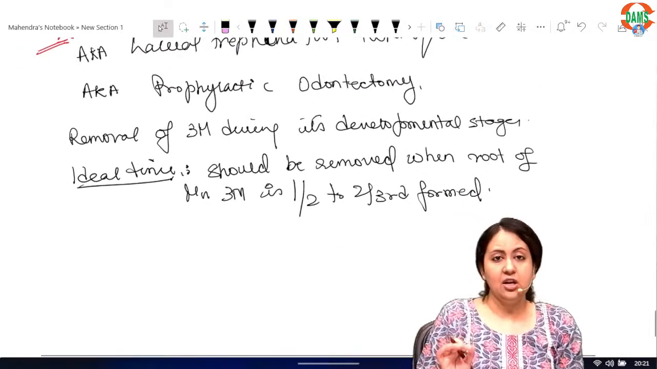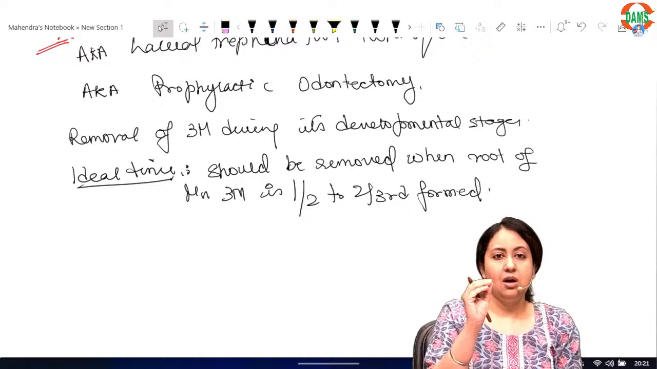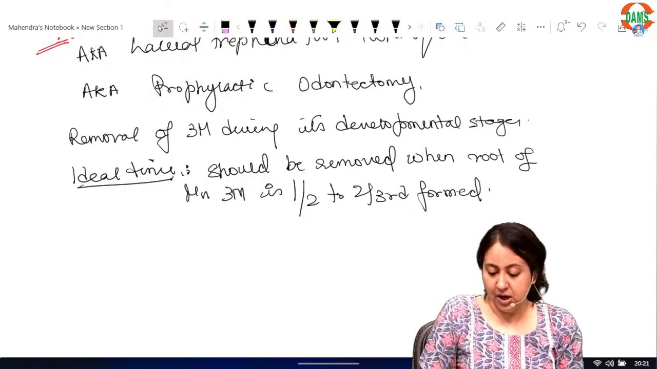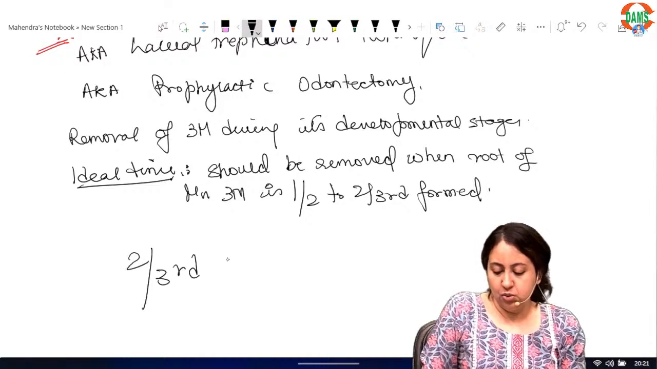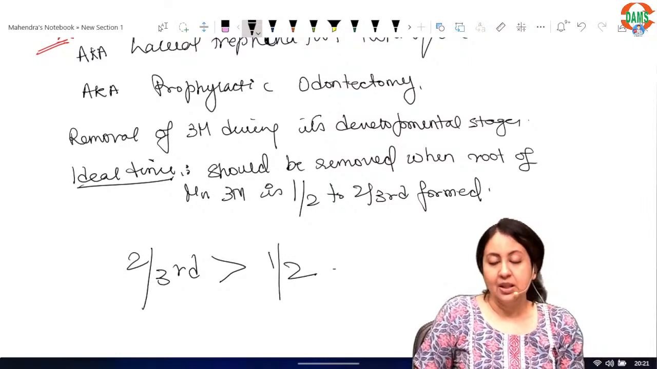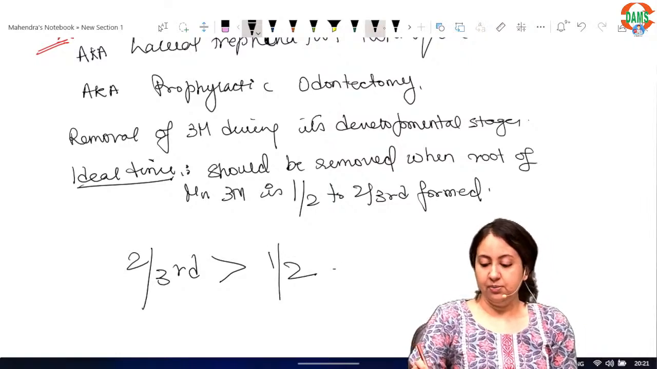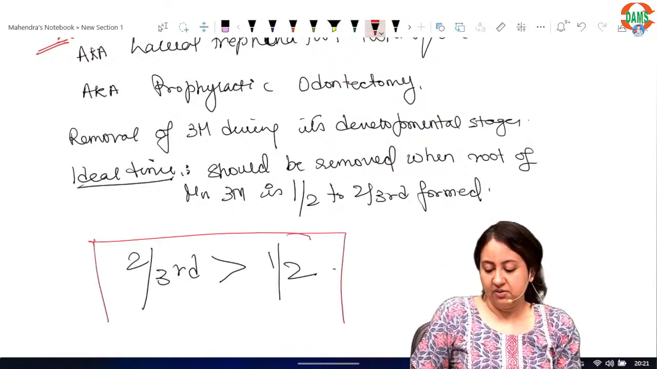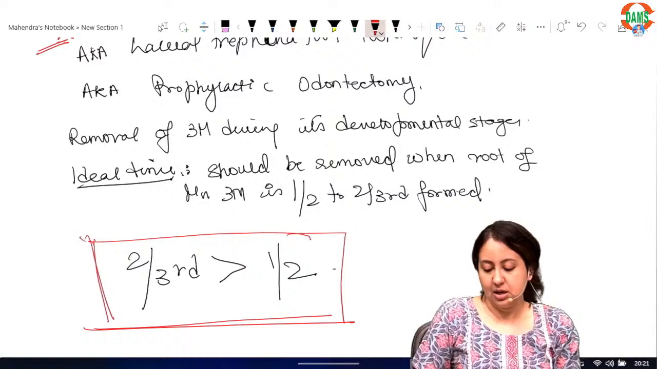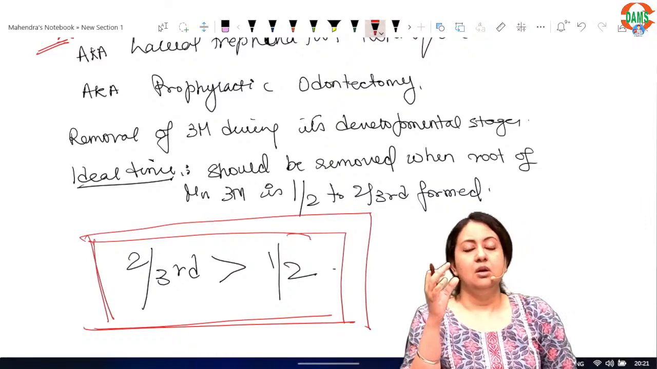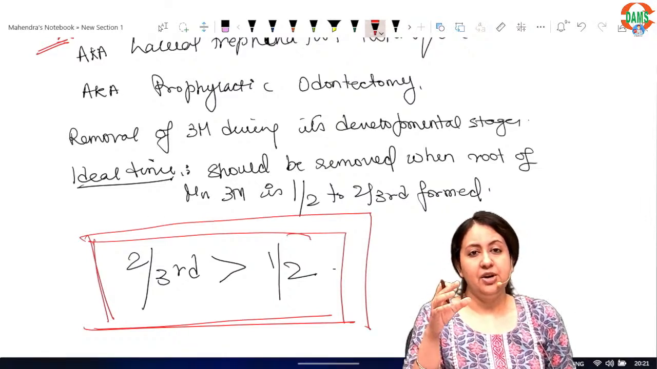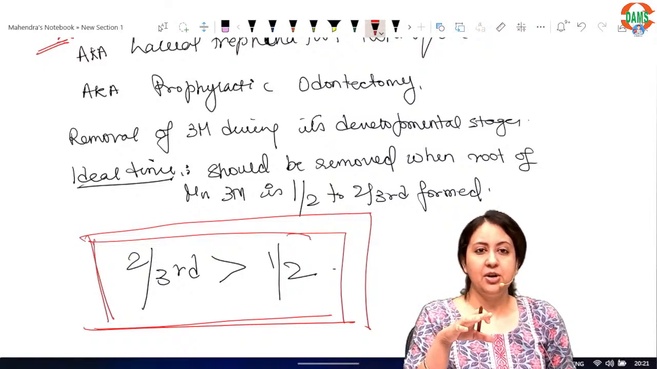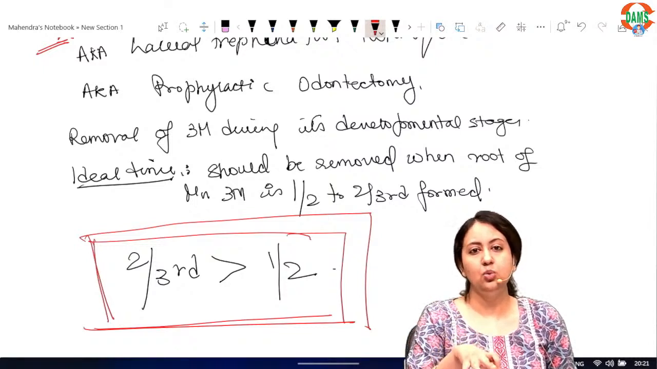If in the options half is given and 2/3 is also given, please prefer 2/3 over half. Many times this happens in options, and many students have this doubt. I am clearing this doubt. If half is given in a separate option and 2/3 is given in a separate option, please mark 2/3 as your answer.